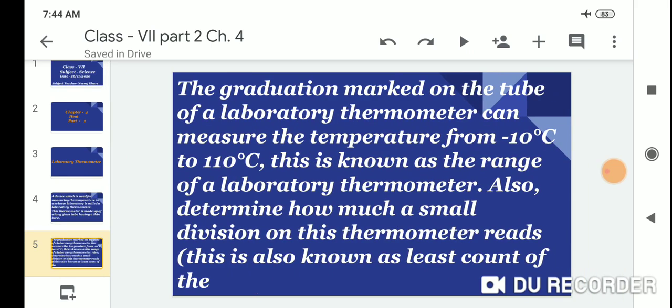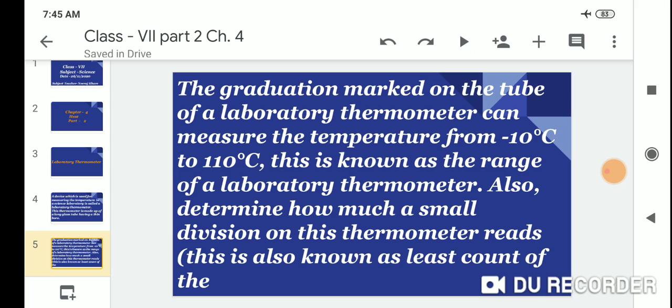The gradations marked on the tube of the laboratory thermometer can measure the temperature from minus 10 degrees Celsius to 110 degrees Celsius. This is known as the range of a laboratory thermometer. It also determines how much a small division on this thermometer reads.